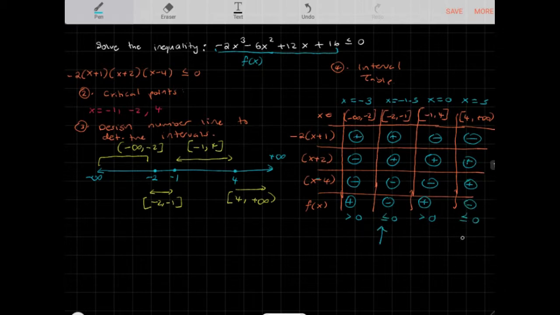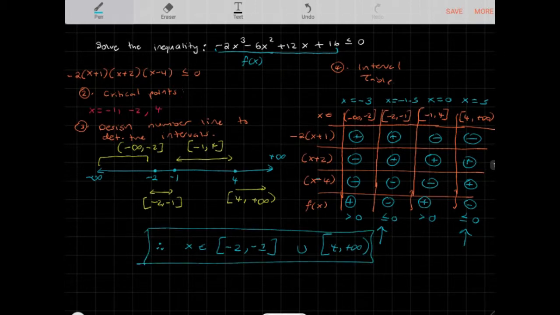And our two solutions are going to basically be this interval and this interval, right? And those are the cases where f of x will be less than or equal to 0. So therefore, x can belong to negative 2 to negative 1, as well as, or union, 4 to positive infinity. Okay, and if you pick any value from these two intervals, you actually see that this inequality will be true.